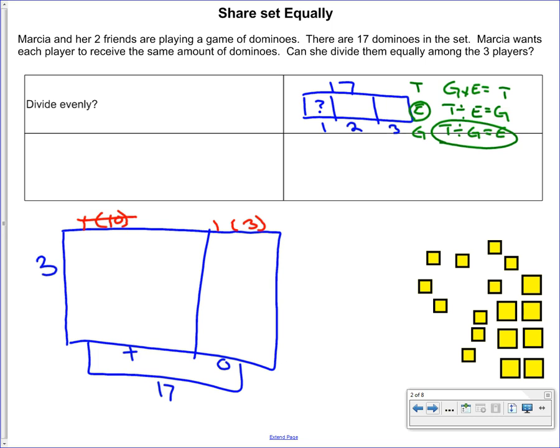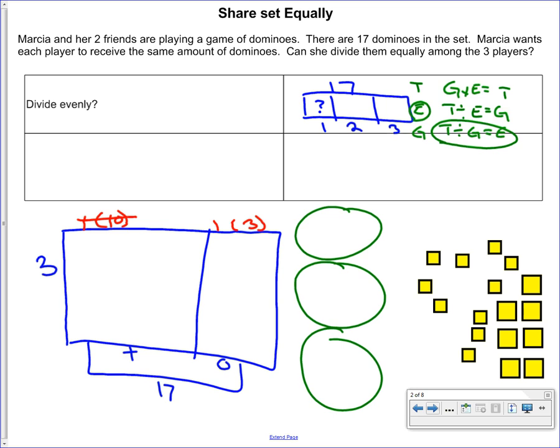Let's use a different color. Drawing my three groups. There's one group, two groups, three groups. So what I'm saying is if I put one of these in each group, how many do I use? I used 3. Okay, well, what if I put 2 in each group? That's worth 2, 4, 6. Some of you are catching on and noticing that I'm just multiplying the number in each group times the number of groups, and getting my total. That's right.